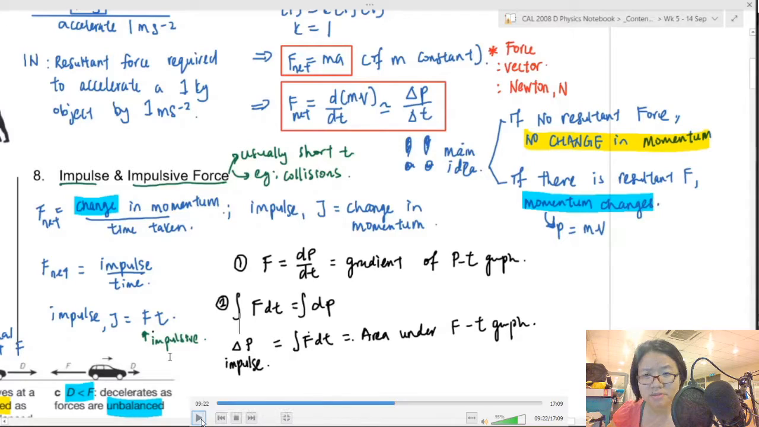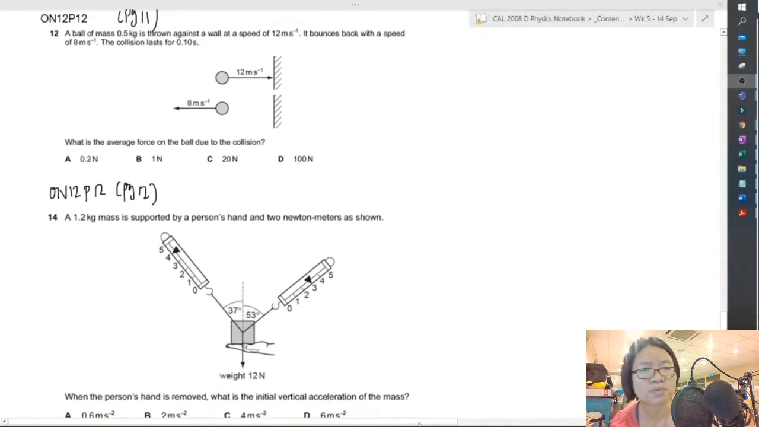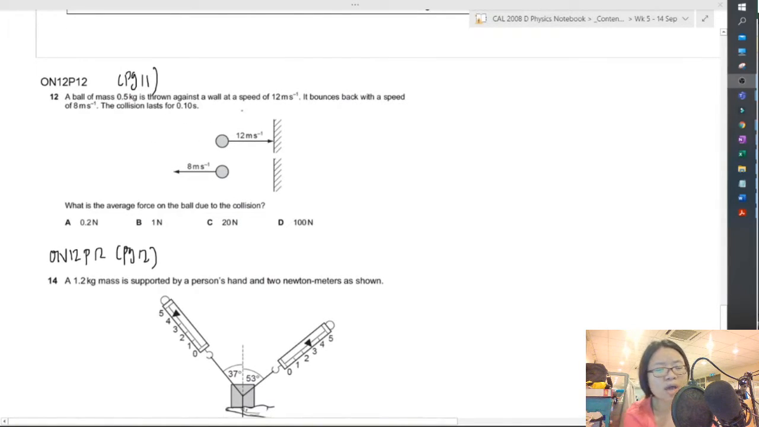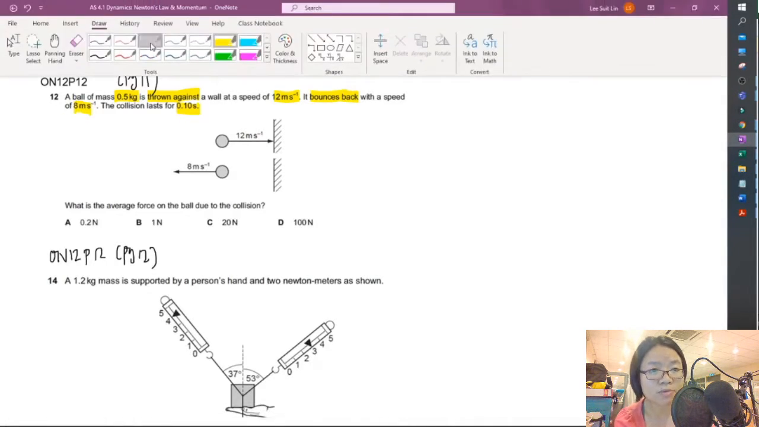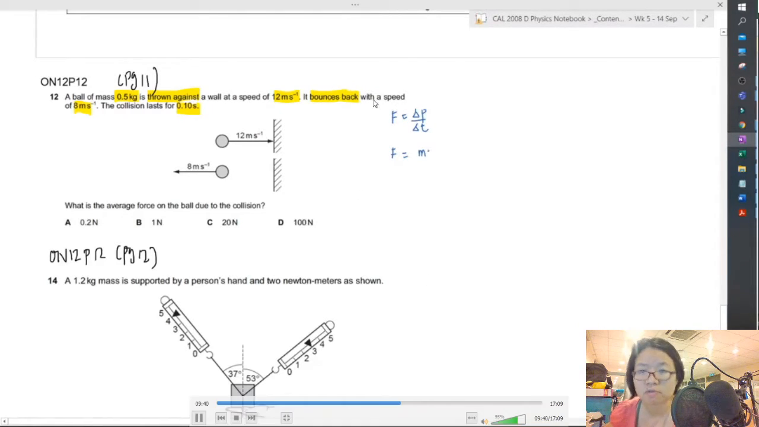Just try some past years. We shall continue to some examples, I believe. Alright, so here you have a ball of mass 0.5 kg thrown against a wall at the speed of 12 meter per second, bounces back at the speed of 8 meter per second. Time lasts for 0.1. So this is actually an impulsive force question.